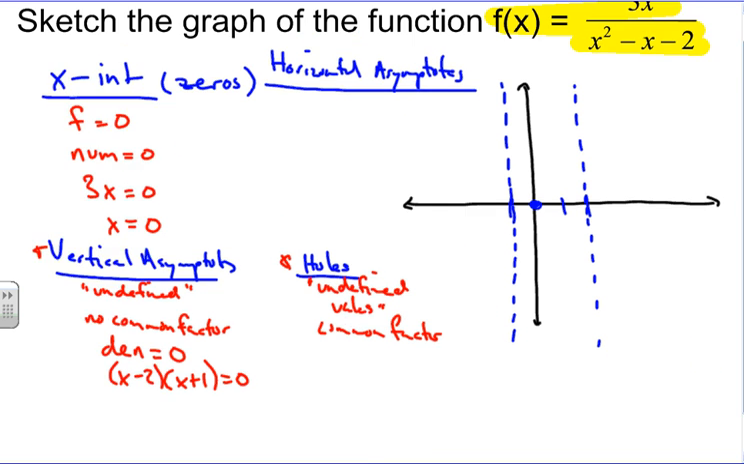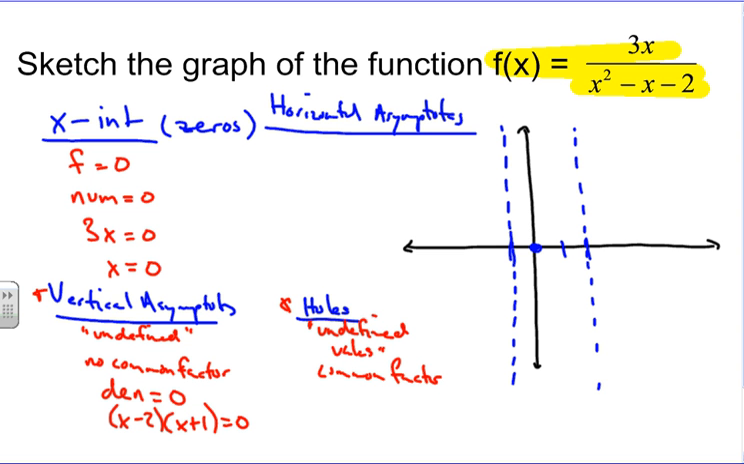Horizontal asymptotes are where we're looking for end behaviors, when x approaches infinity and when x approaches negative infinity. To do this, a lot of times we can compare the degree of the numerator and the denominator. If you look at the degrees, you notice that we have a degree of 1 in the numerator and 2 in the denominator. So that means the degree of the denominator is greater than the numerator.